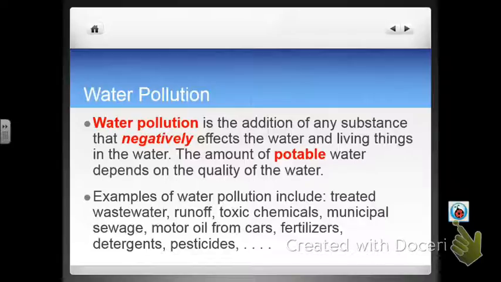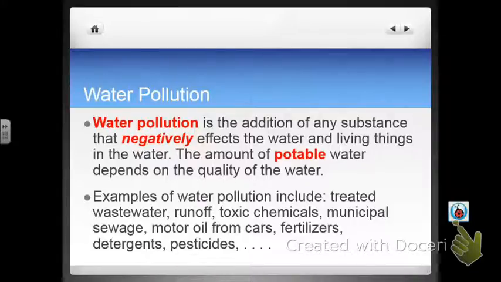And that is the addition of any substance that has a negative effect on the body of water and the living things in the water. So it's just as important to consider how it affects the fish and the other organisms that live in the water as well. And potable water, is it available, is it clean enough to drink, is all going to depend on the quality of this water. Is it negatively affected or not?